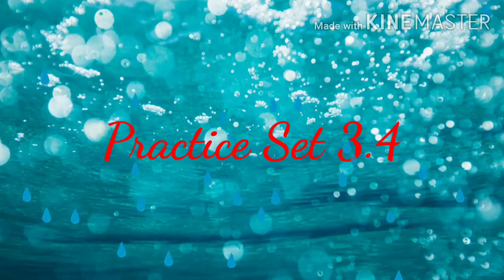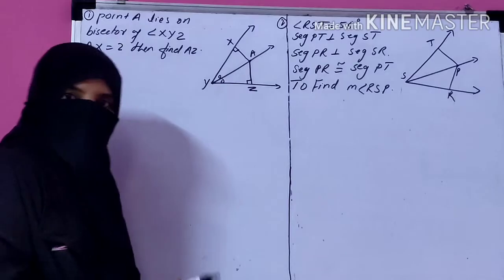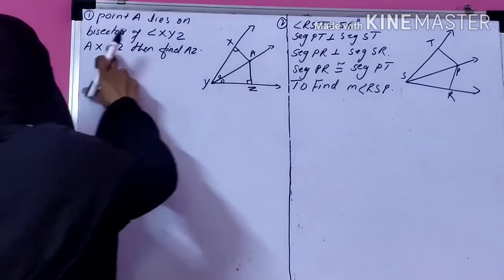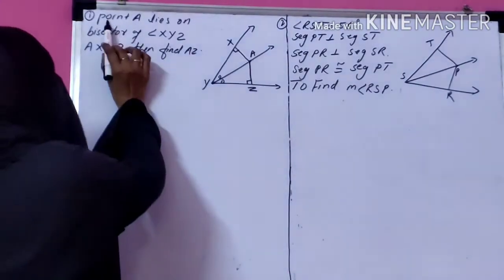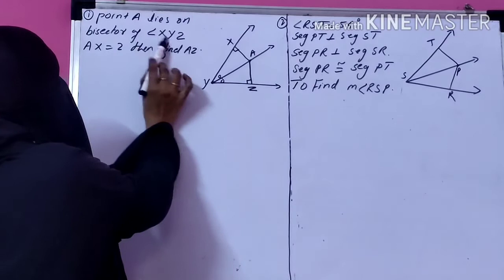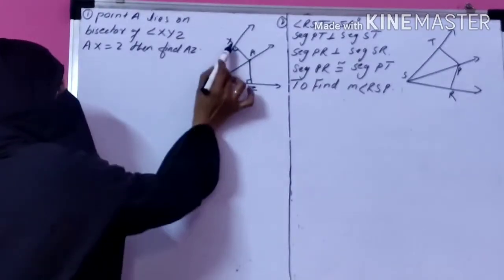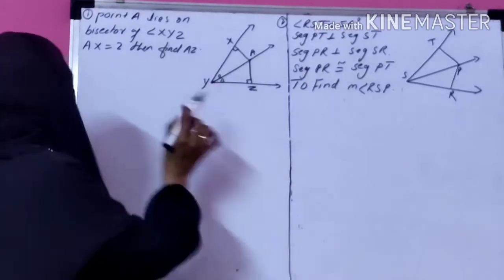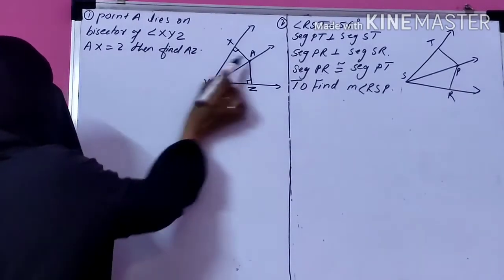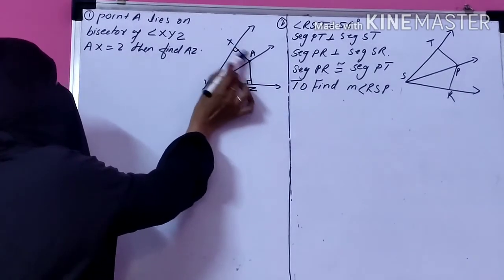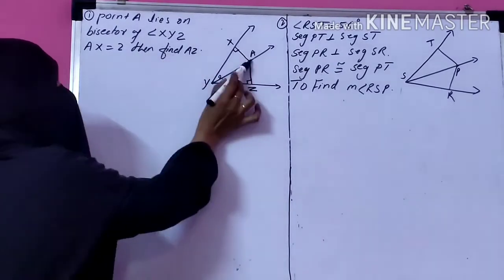Today we are going to start practice set 3.4. Practice set 3.4 question number 1 is: point A lies on the bisector of angle XYZ and AX is 2, the distance of X from A is 2, then you have to find AZ.